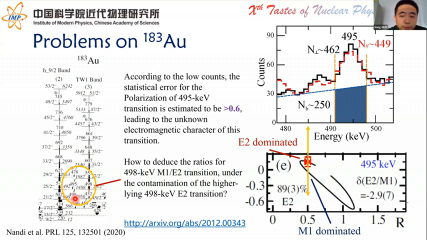How can the ratios for 498 be deduced? You see, there is another 498 here, just above this one. In fact, according to the known level scheme, no transition can be used to create a clean gated spectrum for the lower one without the contamination from this upper E2 transition. So it's also questionable for this nuclei.